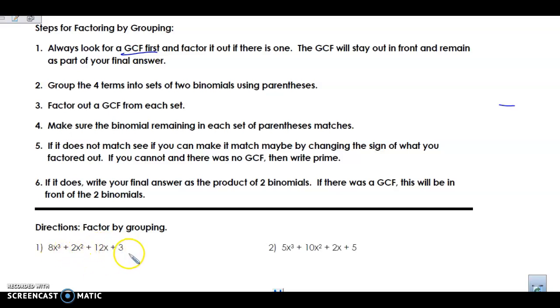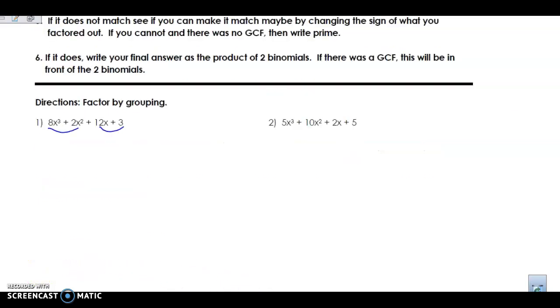Because there are four parts or four terms in this polynomial, what we're going to do is group them in pairs. So when I look at my first pair, I see that I have an 8x to the third power plus 2x squared. And I know that 2 will go into both. This one has 2 x's, and that one would also have 2 x's. So I'm going to factor out 2x squared out of both.